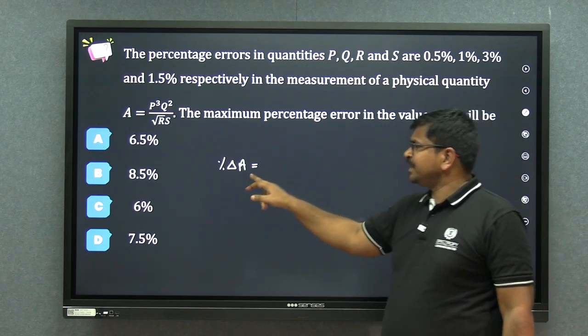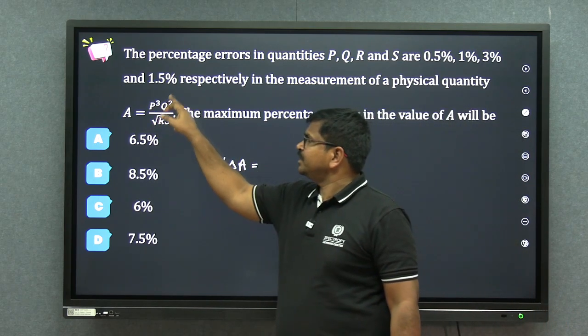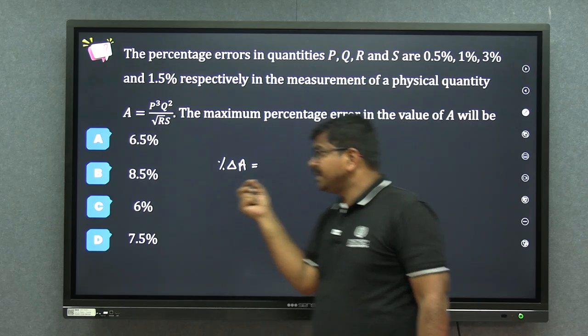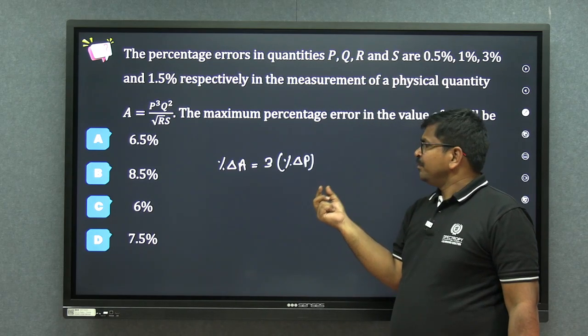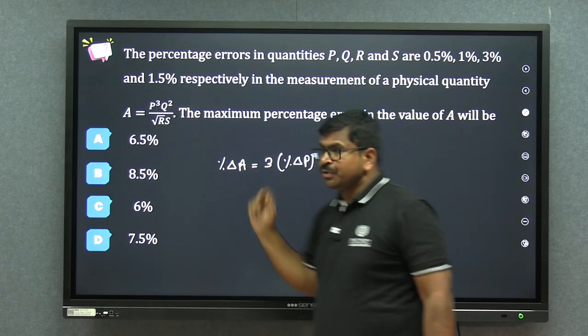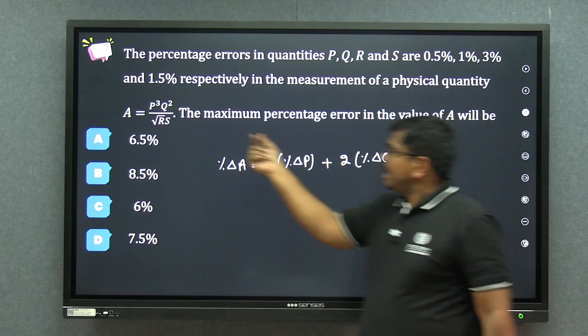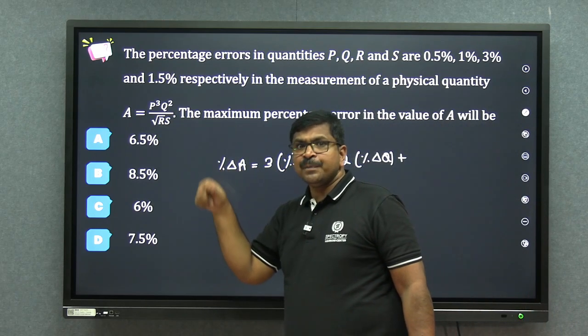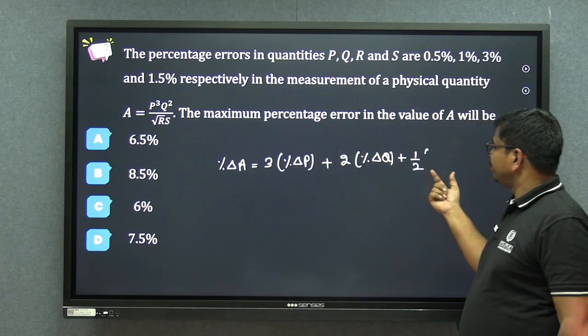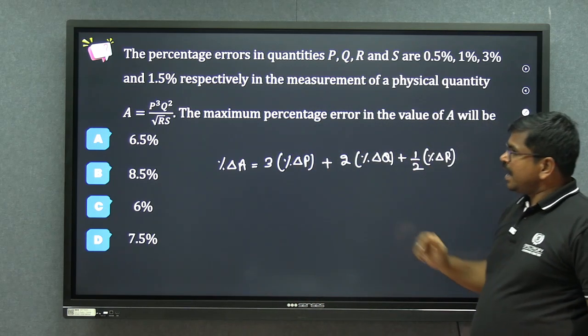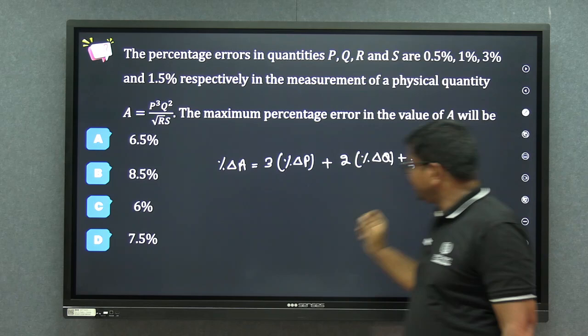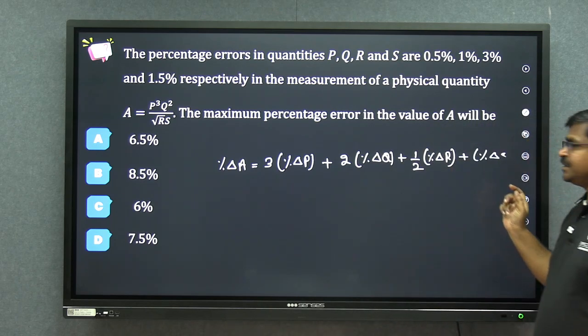So percentage delta A can be written as P power 3, so 3 into percentage delta P, plus Q power 2, so 2 into percentage delta Q, plus square root of r, power 1 by 2, so 1 by 2 times the percentage error in r, and s power 1, so 1 into the percentage error in s.